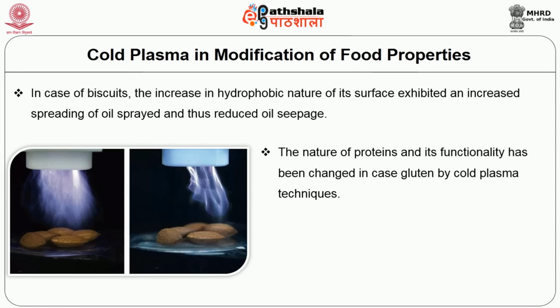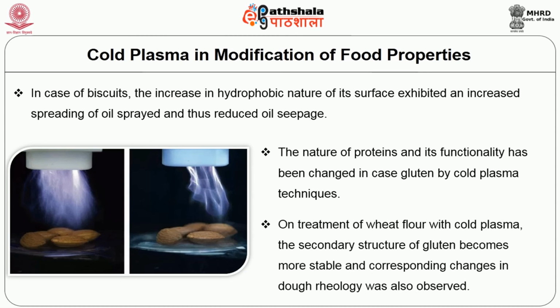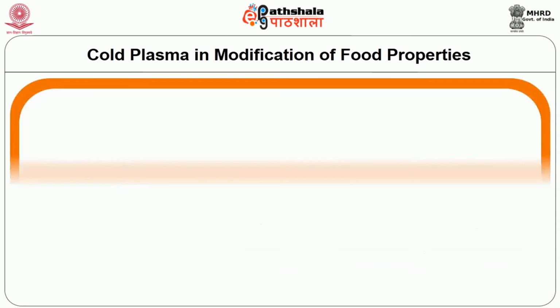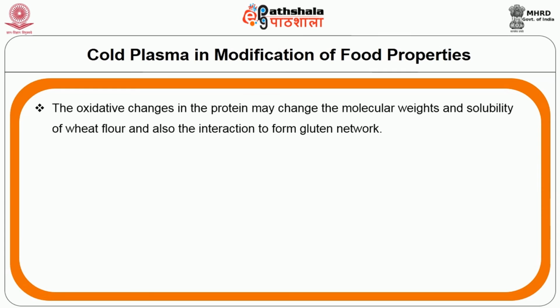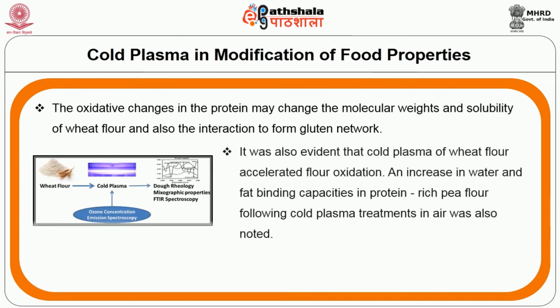Similarly, the nature of proteins and their functionality has been changed in case of gluten by cold plasma technique. On treatment of wheat flour with cold plasma, the secondary structure of gluten becomes more stable and corresponding changes in dough rheology were also observed. The oxidative changes in the protein may change the molecular weight and solubility of wheat flour and also the interaction to form a gluten network. It was also evident that cold plasma treatment of wheat flour accelerated flour oxidation.